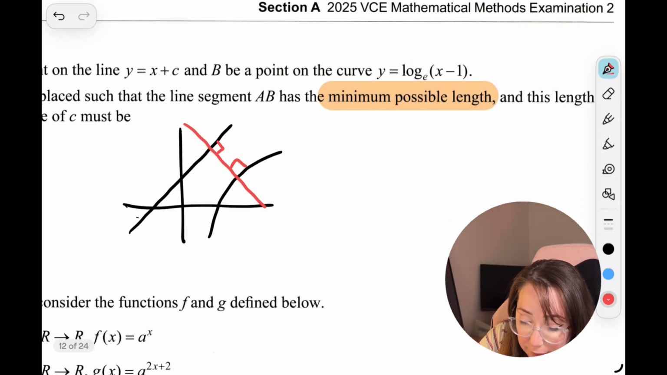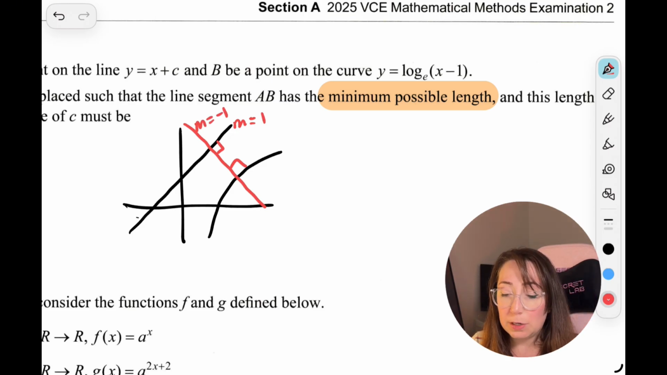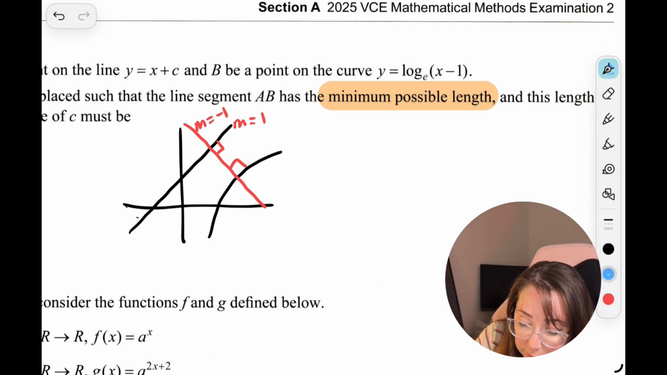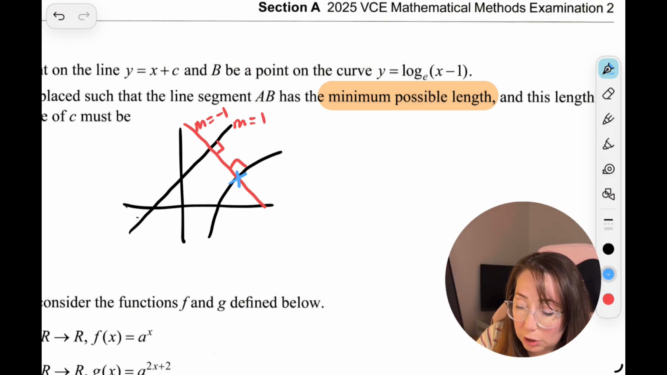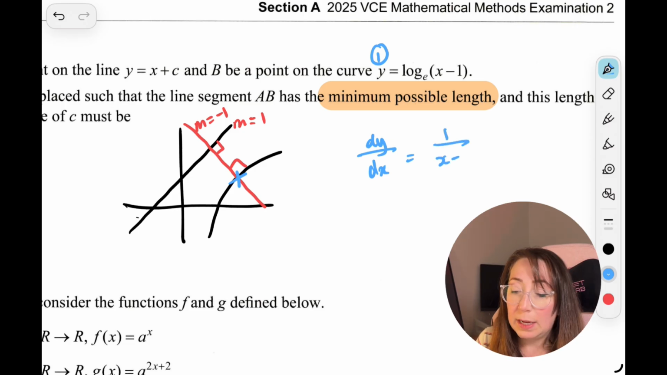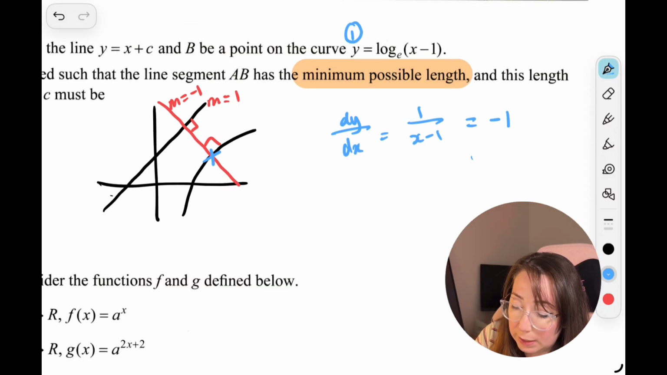The first thing, the gradient of our line is just 1, which means the gradient of that normal line is going to be -1 because you flip it and you chuck a negative in it. So the coordinate here is going to lie when the gradient of the curve is -1. So that's the first step here. I'm going to differentiate this function and I'm going to make it equal to -1 so that I can find the x value at which that happens.